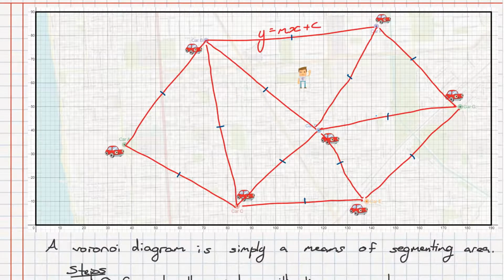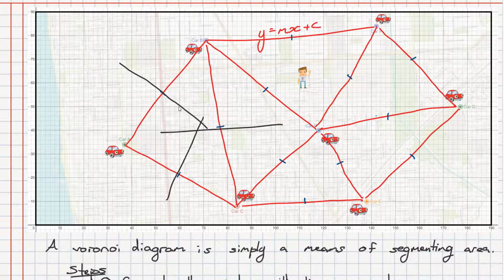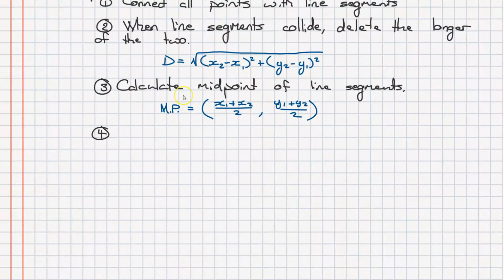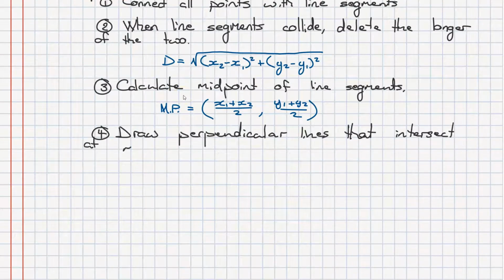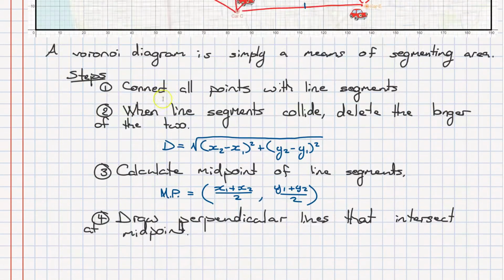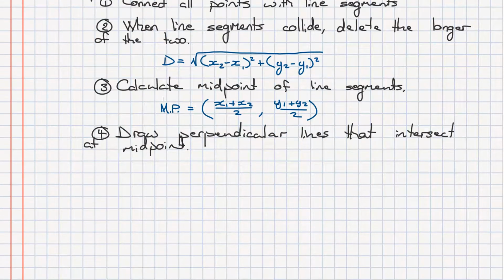Alright, now that we've got our midpoints, our next step is we need to draw lines that run perpendicular to our red lines, that intersect the red lines at the midpoint, so these points here. So we're going to see something that looks something like that. So draw perpendicular lines that intersect that midpoint.